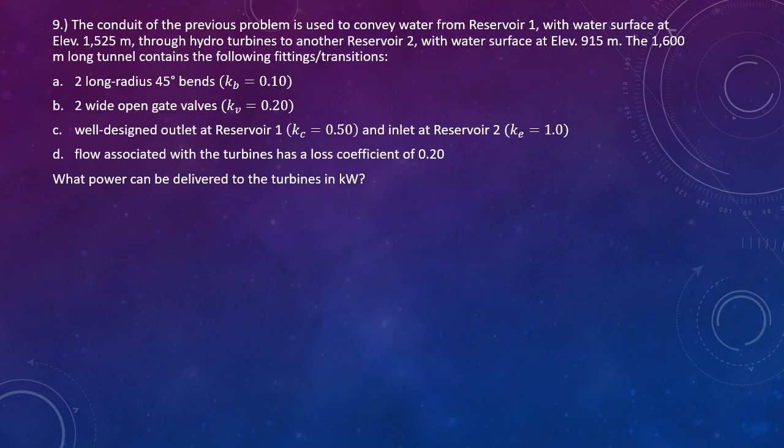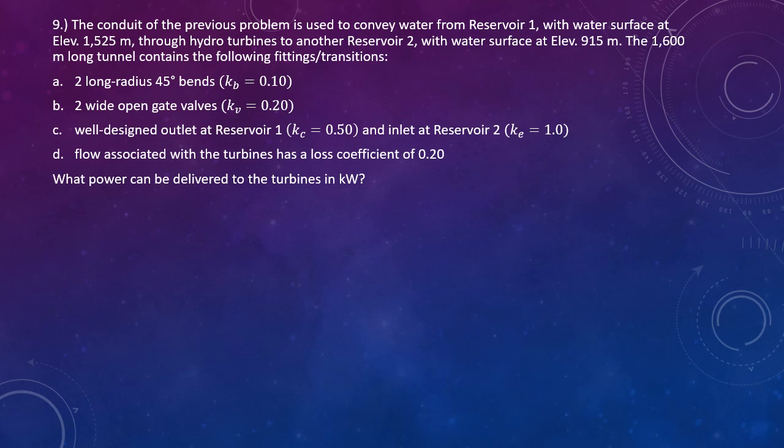The conduit of the previous problem is used to convey water from reservoir 1 with water surface at elevation 1,525 meters through hydroturbines to another reservoir 2 with water surface at elevation 915 meters. The 1,600 meter long tunnel contains the following fittings or transitions.